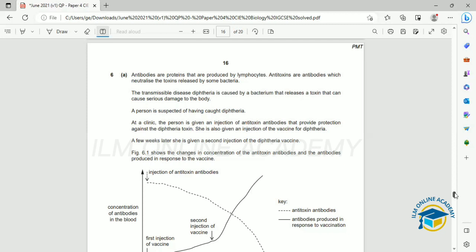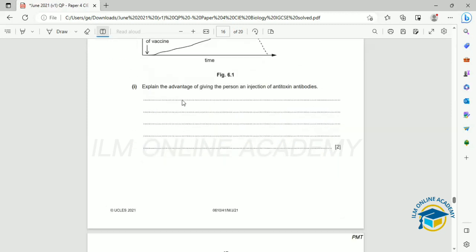Passive immunity means fast protection to that person from that disease until the body produces its own antibodies. Consider that there was a pathogen or a toxin which your body was not really familiar with. So antitoxin is provided to your body. Antitoxin antibody is actually going to generate the passive immunity. That means fast protection to that person from that disease would be provided until the body produces its own antibodies. So that's that. Okay, so explain the advantage of giving the person an injection of antitoxin.